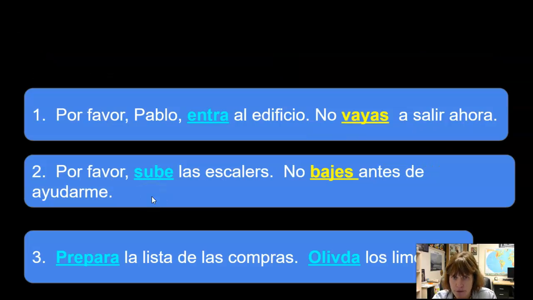Número 1. Por favor, Pablo, entra al edificio. No vayas a salir ahora. Número 2. Por favor, sube las escaleras. No bajes antes de ayudarme. Número 3. Prepara la lista de las compras. Olvida los limones. So this is muy interesante. So this says prepare the grocery list. Forget the limes or lemons. So limones is the same for lime and lemons in Spanish. They don't have a different word.